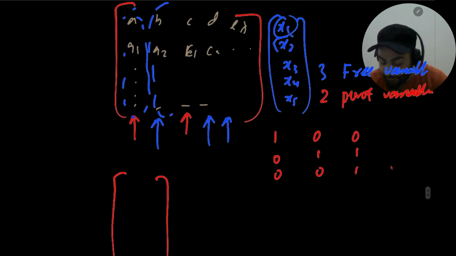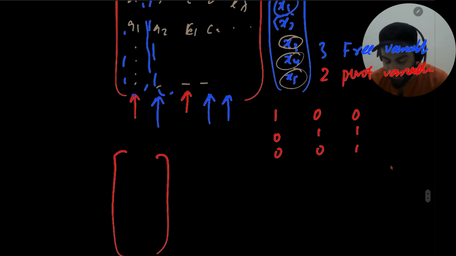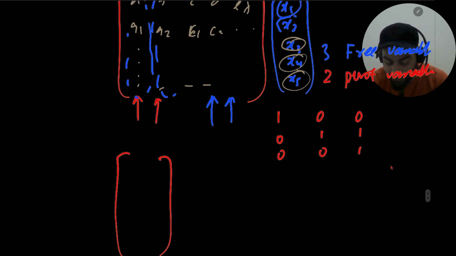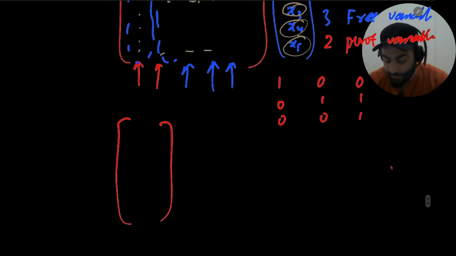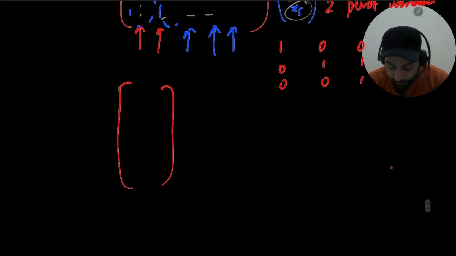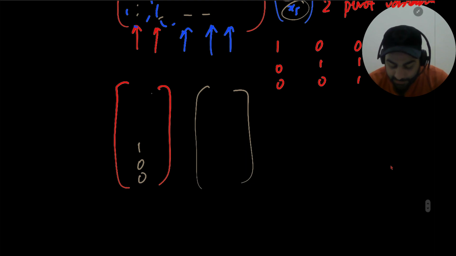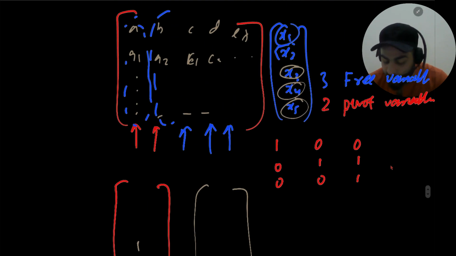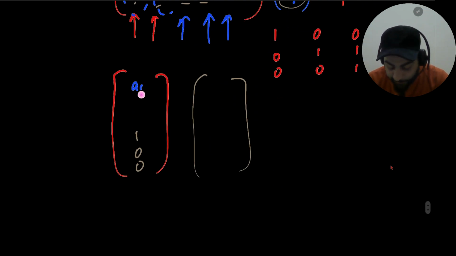Let's suppose in here these were our 3 free variables. So I'm just erasing it. These 2 were our pivot variables, and the 3 were our free variables. So in the first iteration I'll give them the values 1, 0, 0. Now out of this I'll get some values for x1 and x2. Let's suppose they are a1, b1.